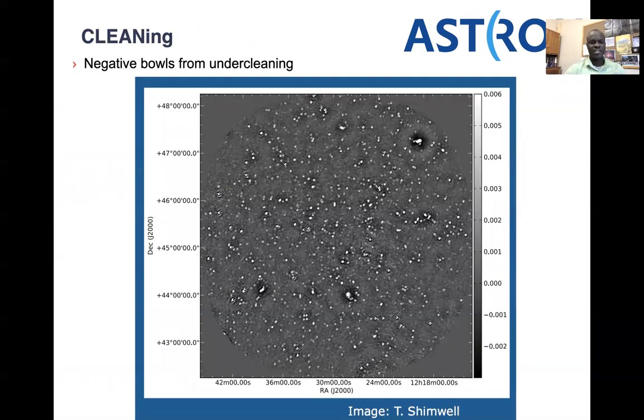Okay, when we talk about negative bowls in cleaning, this is one example that shows what you would start seeing, for example, in this wide field imaging with multiple sources. The darkened areas which have negative intensities are what we call negative bowls. And you see them all over, around the bright, compact point sources. If you see this, just know that you haven't cleaned deep enough.